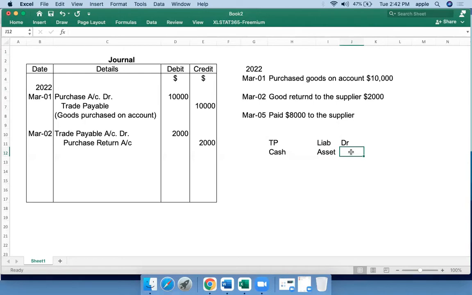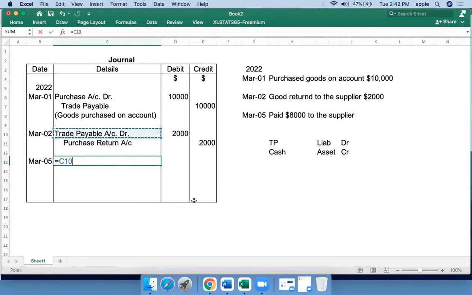Cash is decreasing. Decreasing in asset, credit, right? Credit. Yeah. So see on March 5th, first I will record the debit item. Debit item is which one? Trade payable. So trade payable account debit, and cash is the credit item to cash.